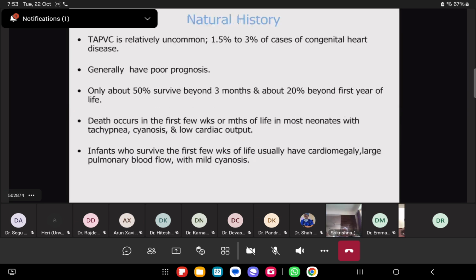Coming to the natural history, TAPVC is relatively uncommon, constituting around 1.5 to 3% of the total congenital heart diseases, and generally has a poor prognosis. Only about 50% survive beyond 3 months and about 20% beyond the first year of life. That occurs in the first few weeks and months of life in most neonates because of low cardiac output syndrome. Infants who survive the first few weeks of life usually have cardiomegaly, large pulmonary blood flow with mild cyanosis.